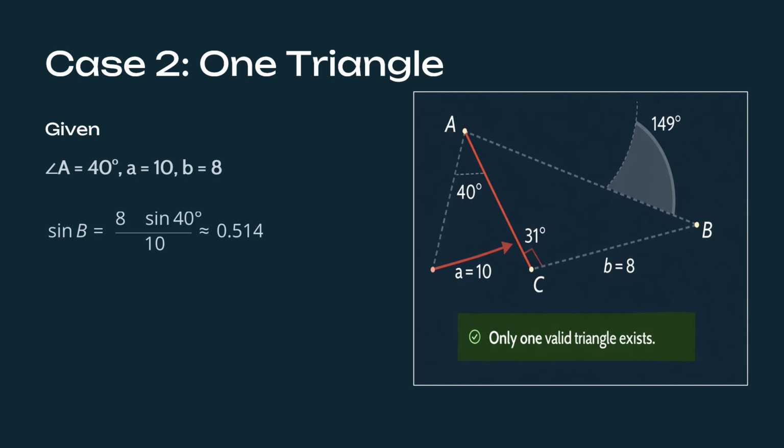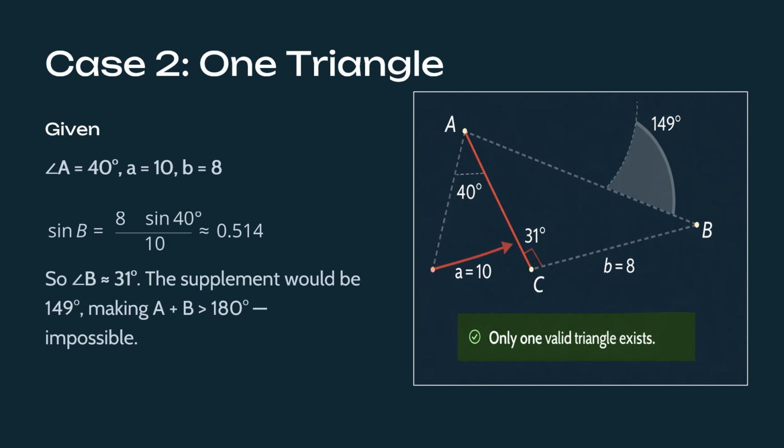Applying the formula, sine of B is equal to b times sine of A, divided by a. Substituting the values, we get sine of B is equal to 8 times sine of 40 degrees divided by 10, which is approximately 0.514. That gives us angle B is 31 degrees. Now the supplement of 31 degrees is 149 degrees.